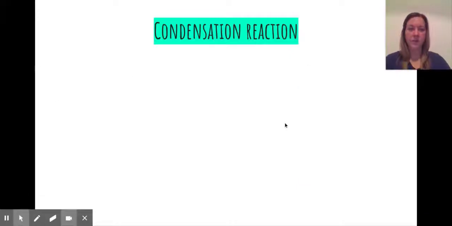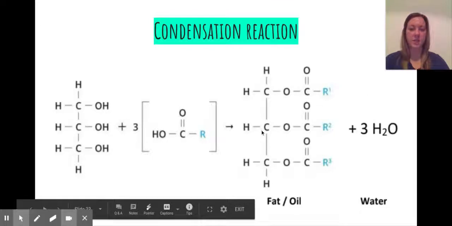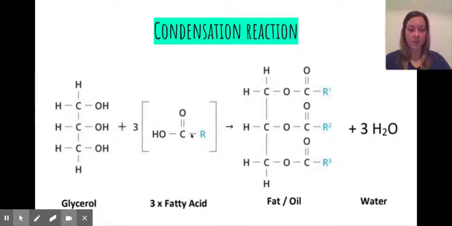Now your triglyceride is just your fat or your oil, so it's this structure here. Now what we've done here is we've taken glycerol and we've added 3 of the same fatty acid, and we've labelled the carbon chain just with a blue R. Now that R can stand for anything. It could be 1 carbon chain, 2 carbon chain, a 20 carbon chain.